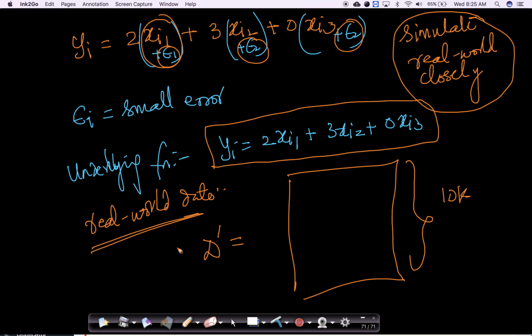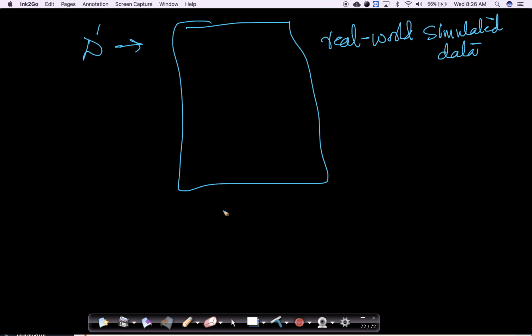Now comes the fun part. Now let's assume I'm given D dash. I'm not told of this underlying function. Suppose you generated this, you didn't tell me the underlying weights. You didn't tell me that W1 is 2, W2 is 3, W3 is 0. But we simulated this data using errors. Suppose you gave me this data set of 10,000 points, which is a real world simulated data with these underlying weights.